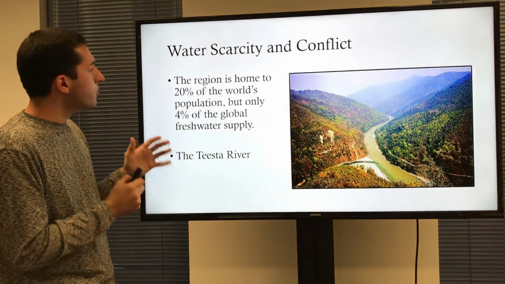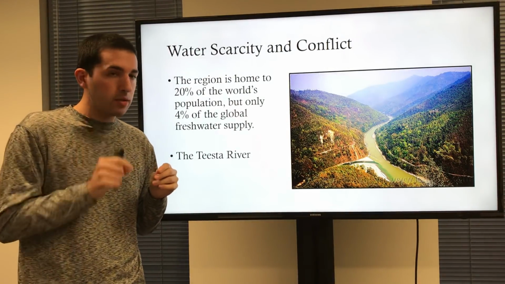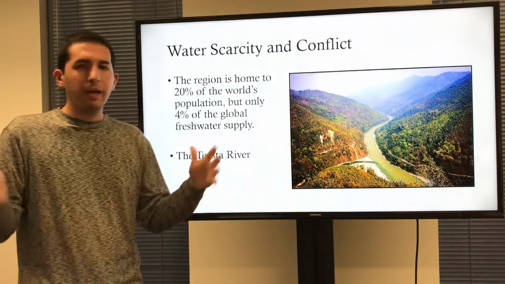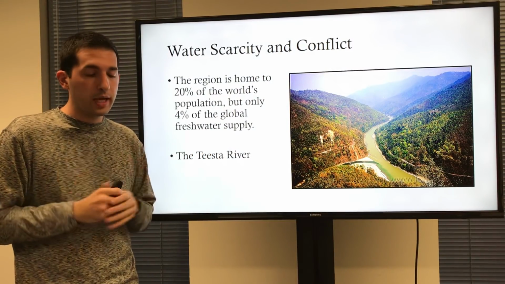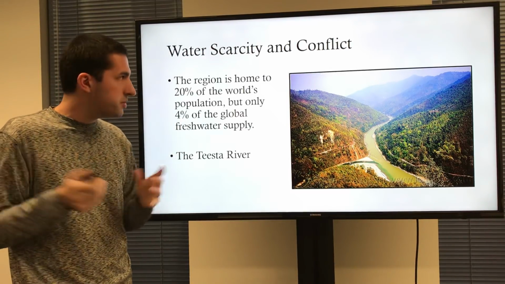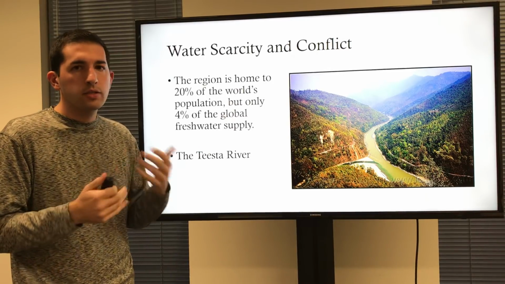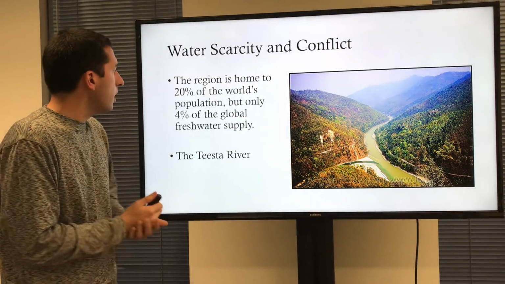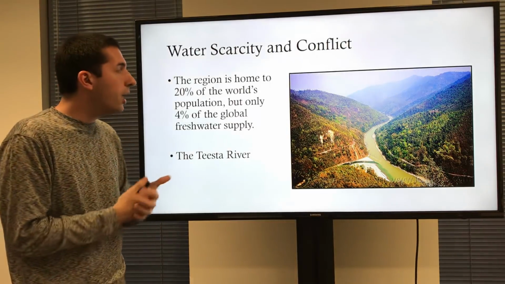Now here, water scarcity and conflict. This is going to hit a little close to home. The region is home to about 20% of the world's population, but only 4% of the global supply of fresh water. Well, the numbers just don't add up. It's pretty easy. We know water scarcity is the lack of access to water, and so that's an issue that does perpetuate conflict in the region.